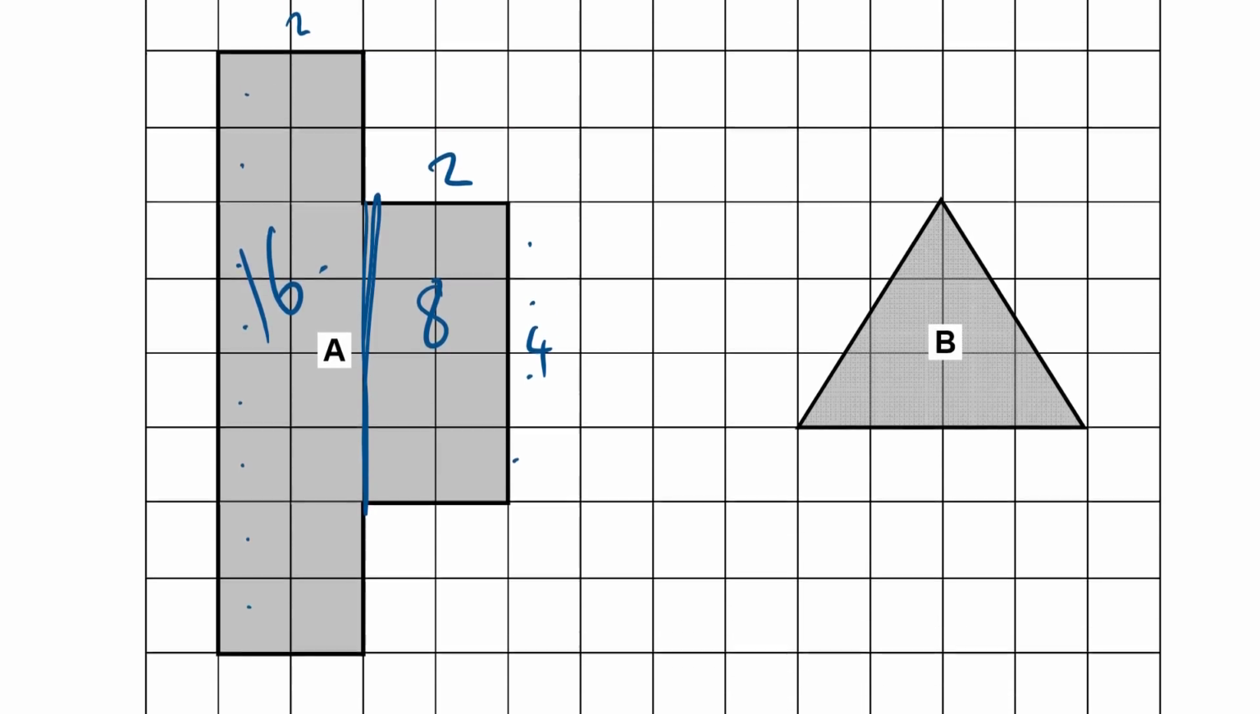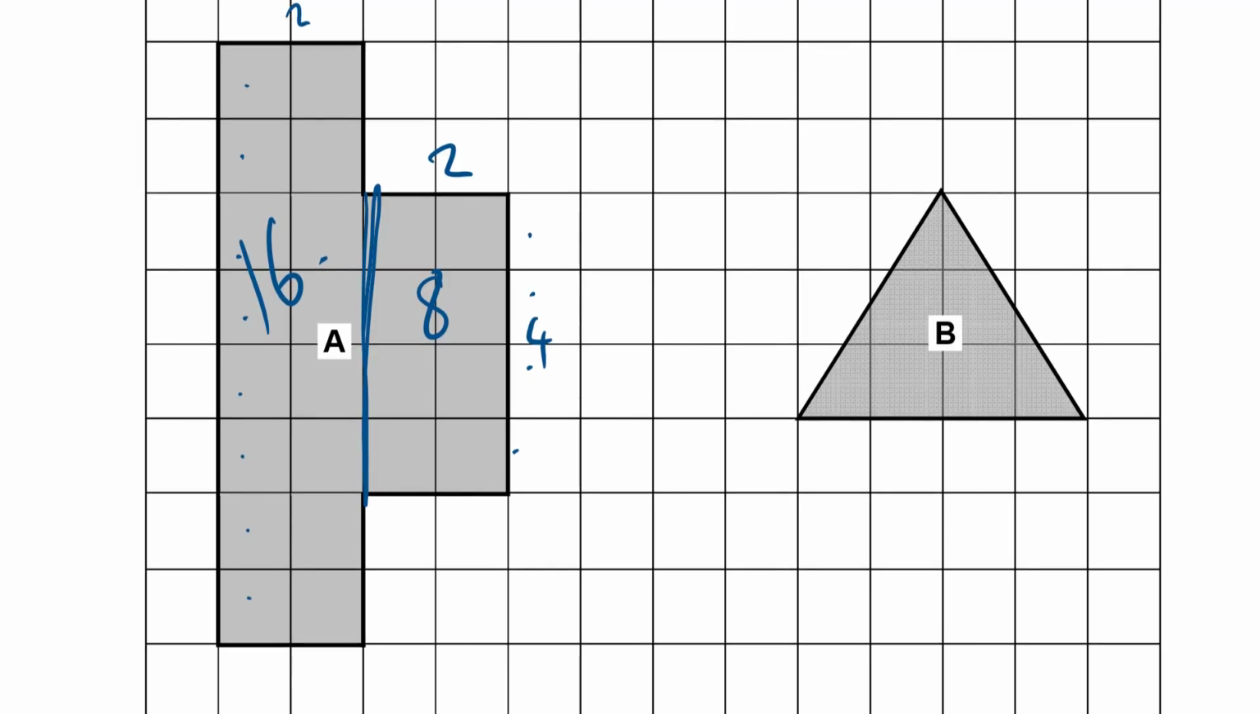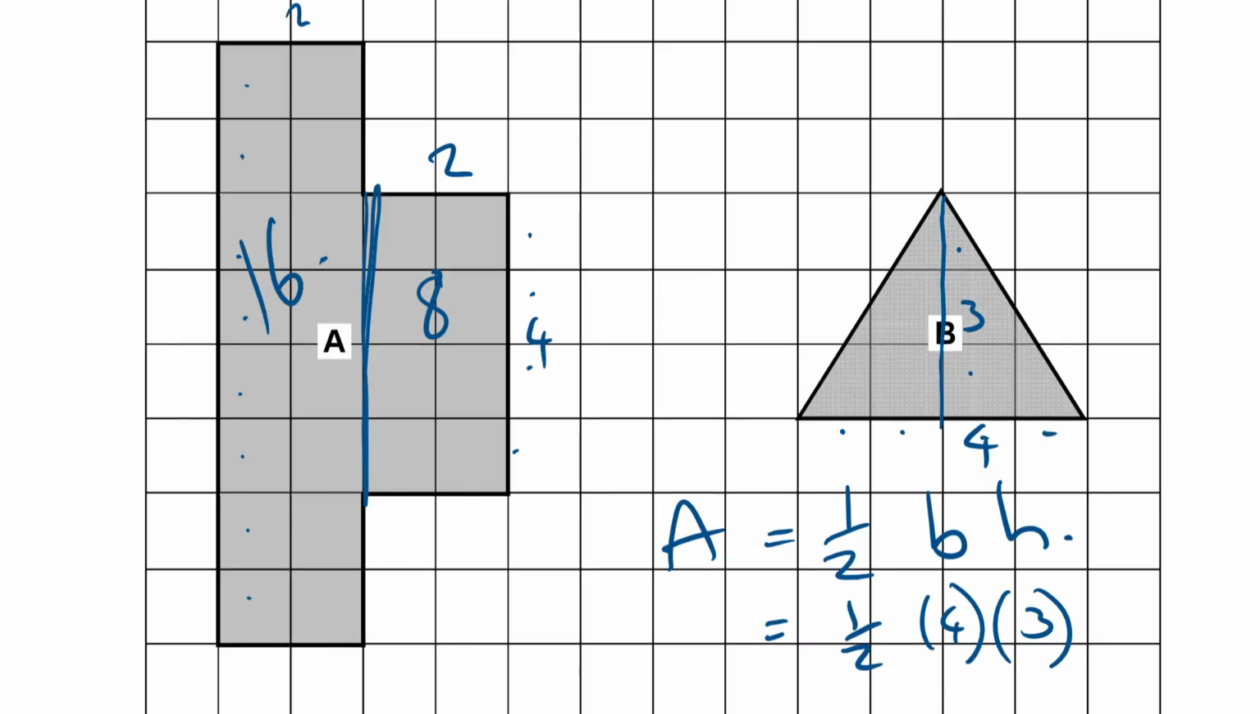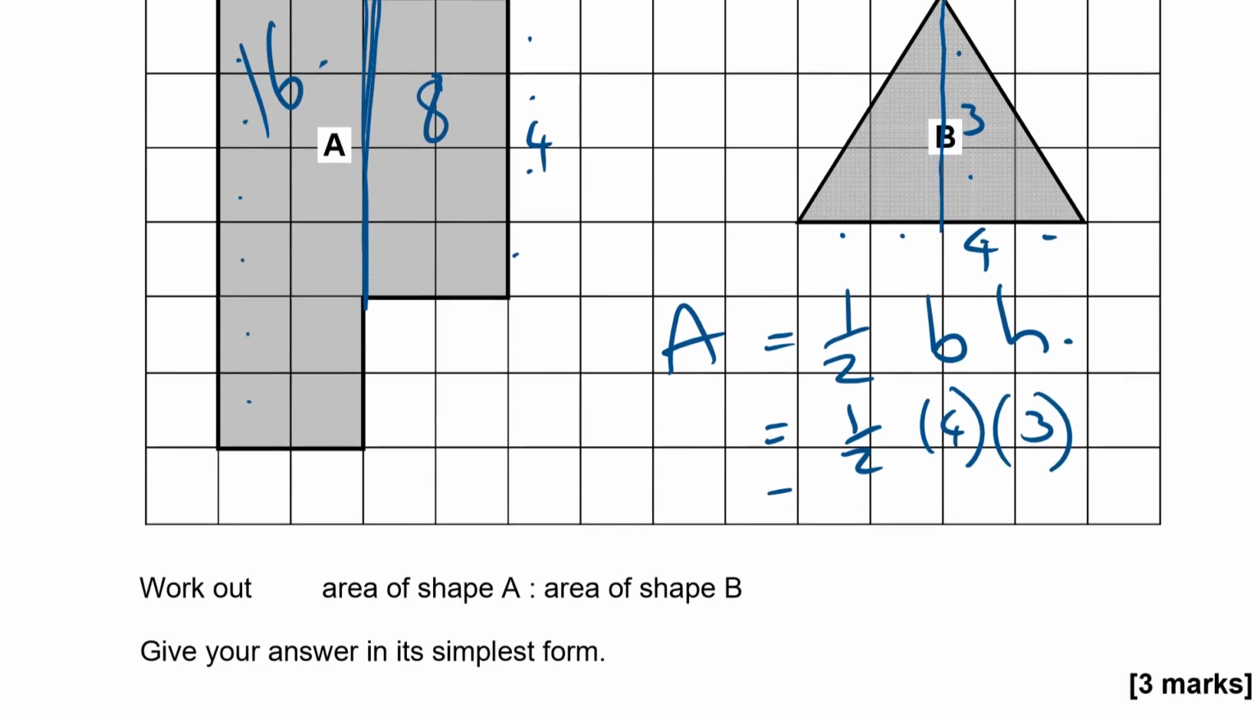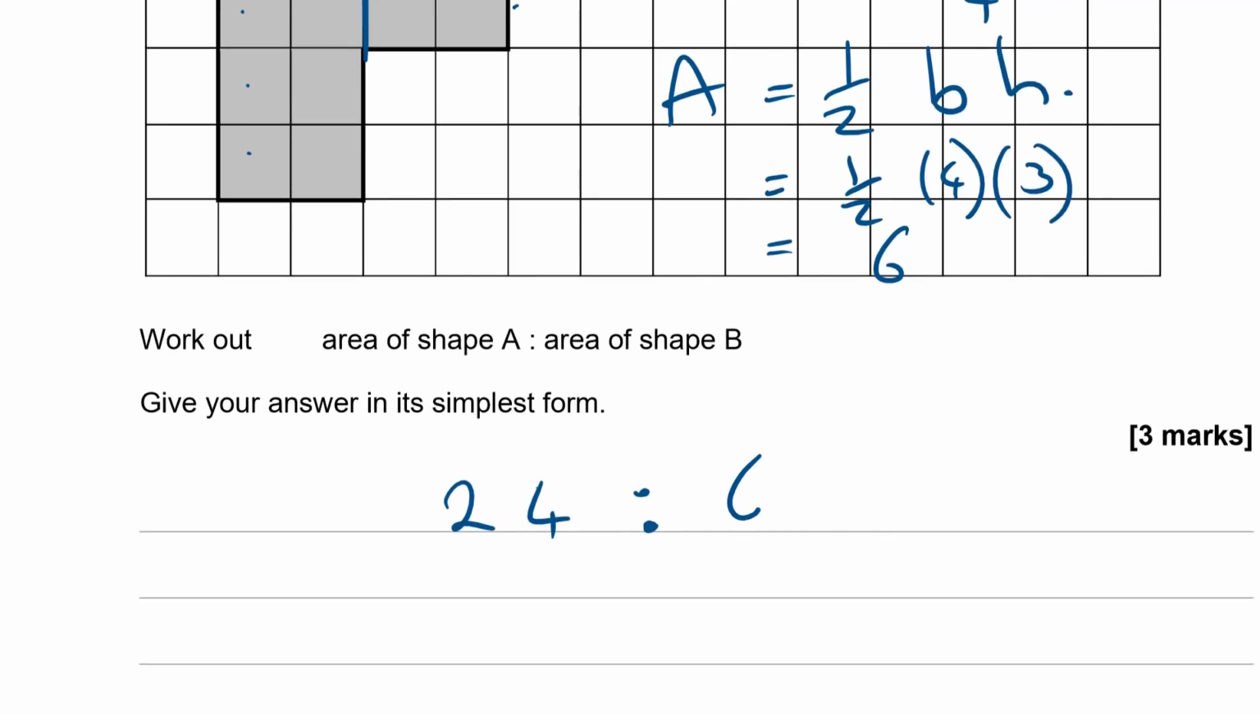Okay, let's have a look at our shape B now. Shape B is a triangle. I can't just count squares in this case because I've got lots of part squares. It's going to be easier to use the area of a triangle formula, which is half base times height. What's the base? It's 4 units along there. So it's half of 4 times the height, which is 3. So half of 4 times 3, which, well, 4 3s are 12, divided by 2 is 6. Okay, so the area of shape B is 6 units.